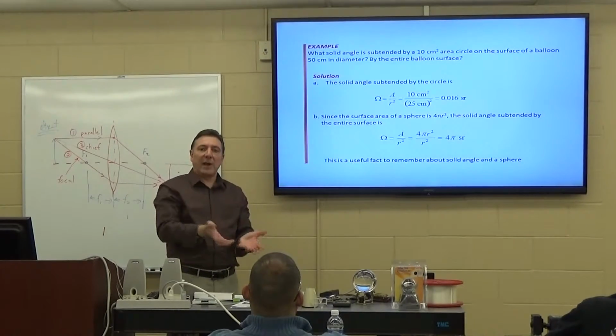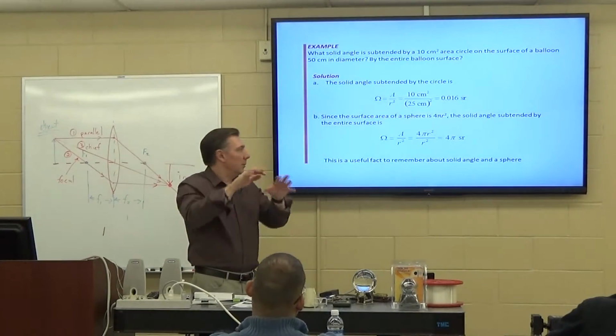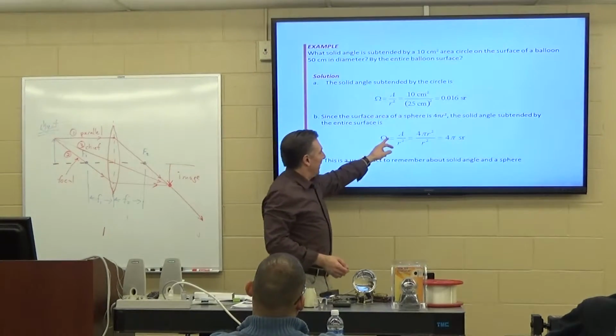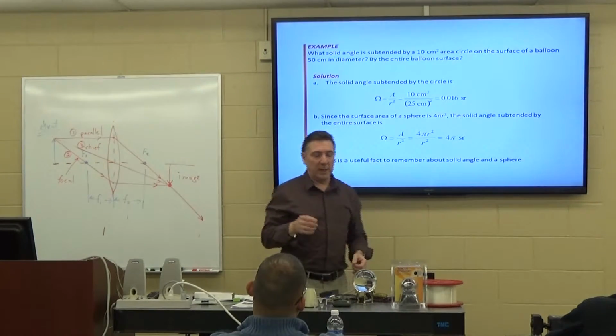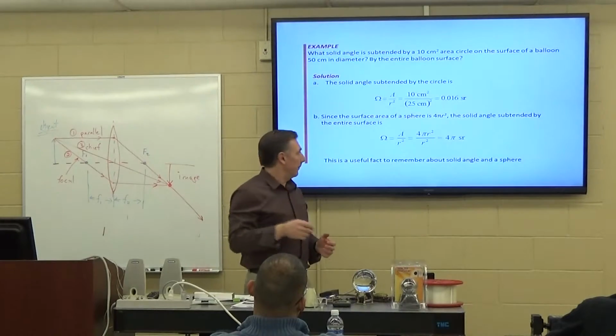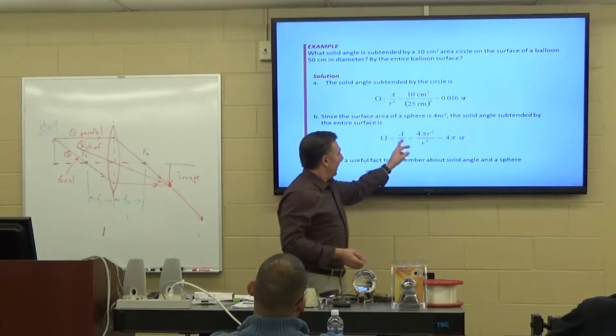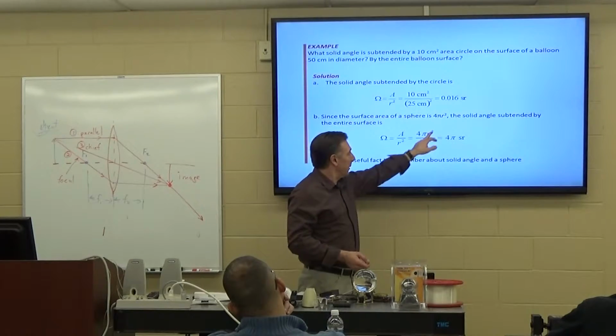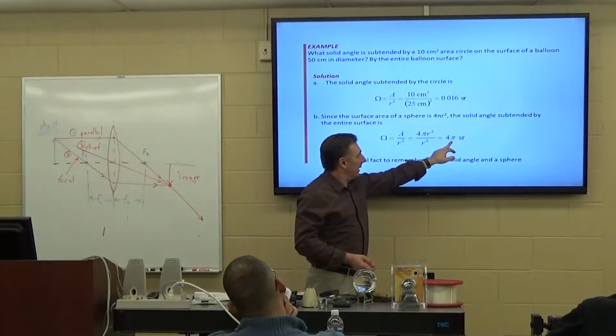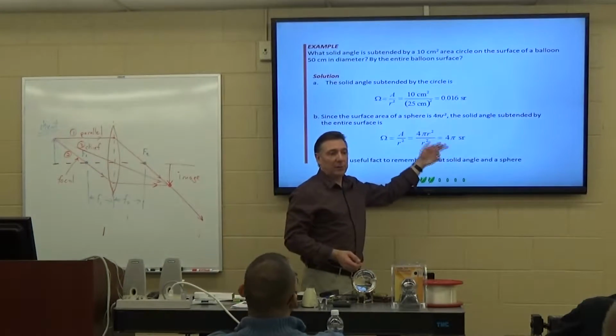If we consider the entire balloon, what is the entire balloon area? Well, if we take the balloon and assume it's a sphere, remember the equation for area of a sphere is 4 pi r squared. If we take 4 pi r squared and divide it by r squared, the r squared goes away, and we come up with a number of 4 pi steradians.